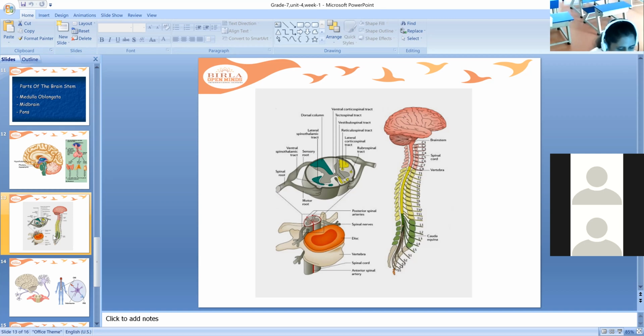It is being protected by the bones, which are called vertebrae. So how many vertebrae are there in the vertebral column? We have already learned it. There are 33 vertebrae.